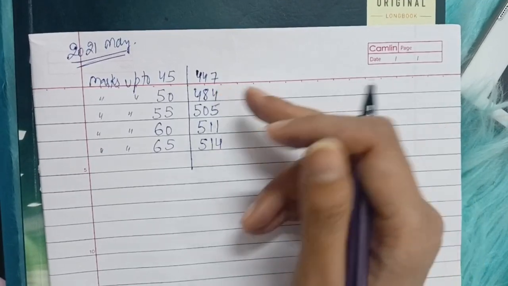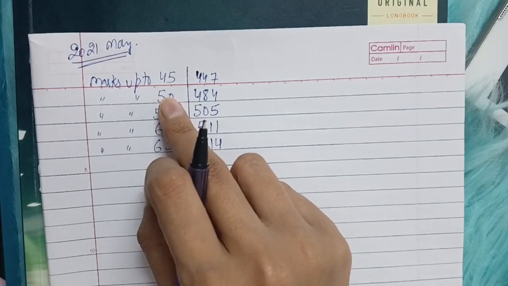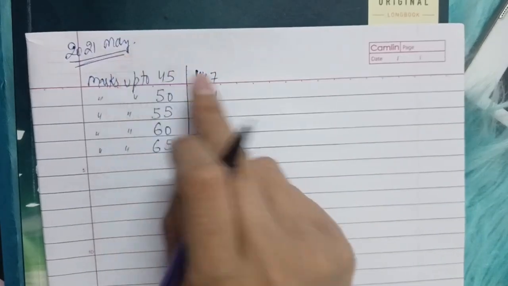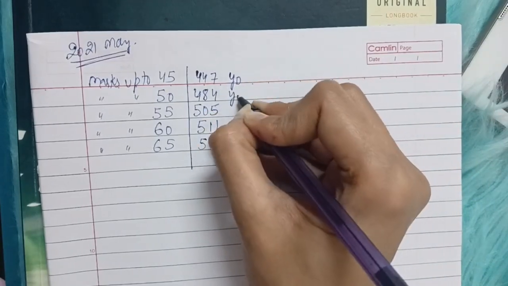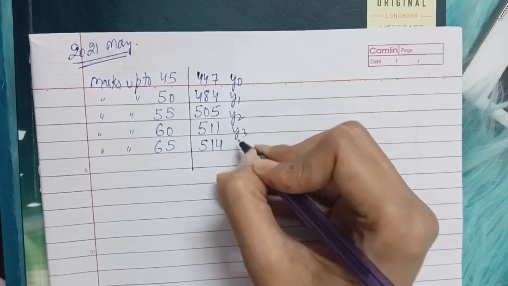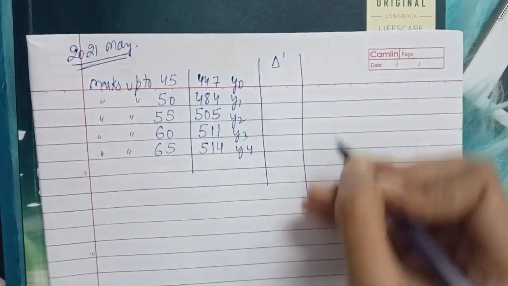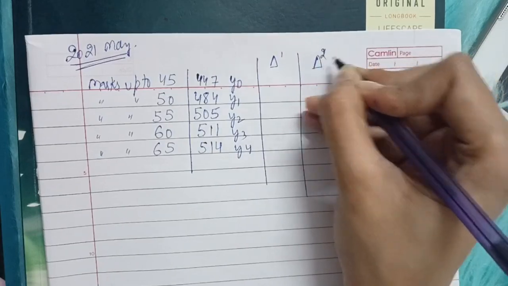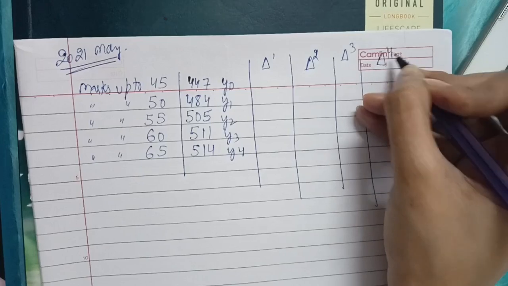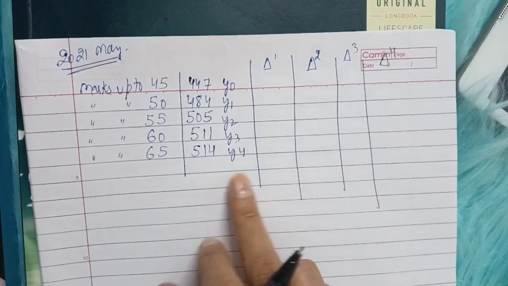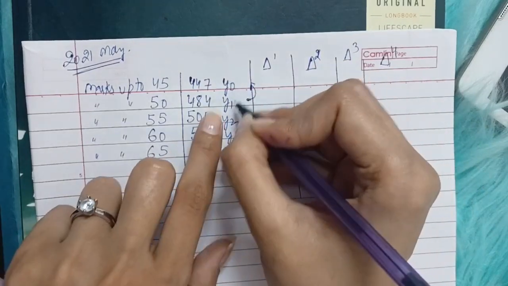Now we are starting with another question, that is 2021 May, marks up to 45. This part is given. Please write down the above part here, that is your x, that is your y. So I'm now taking y0, y1, y2, y3, y4. Then, because I'm doing this question by Newton's method, I have to make delta 1, delta 2, delta 3 and delta 4. I hope you can understand why I made 4 columns, because this one is 4, so we have to make 4 columns. So now in the first part we have to do this and this.